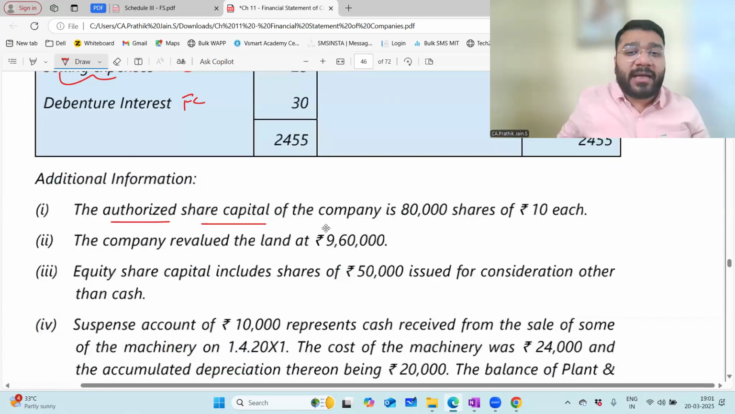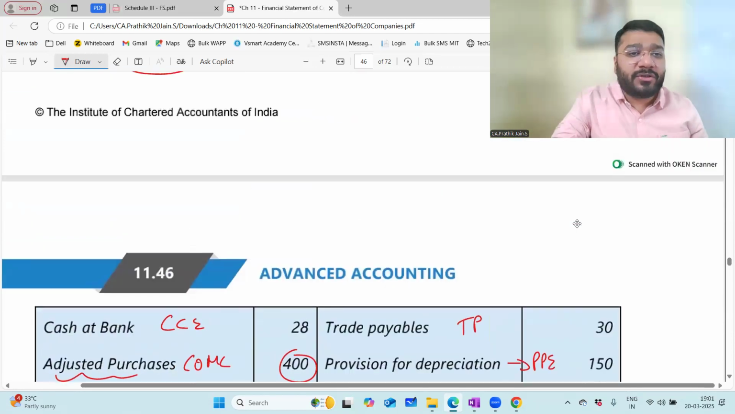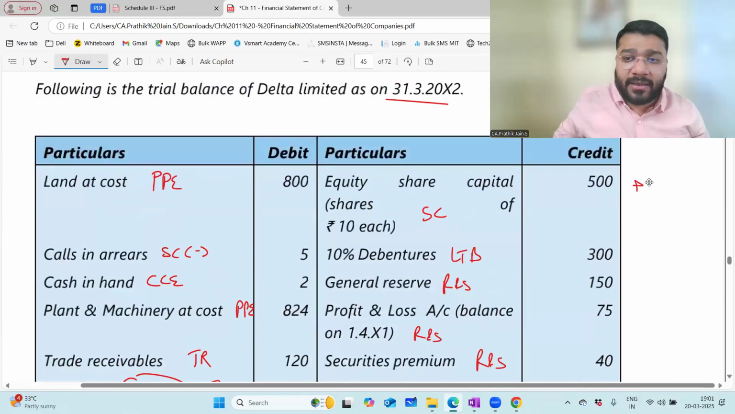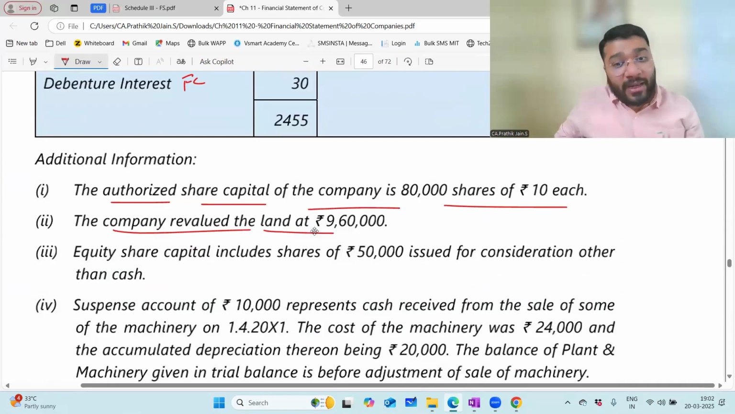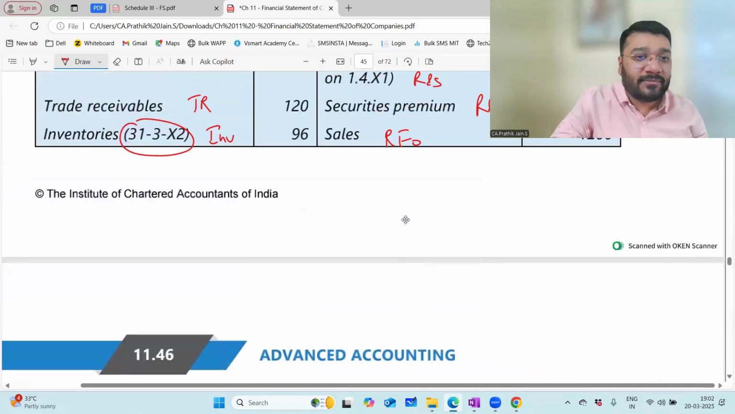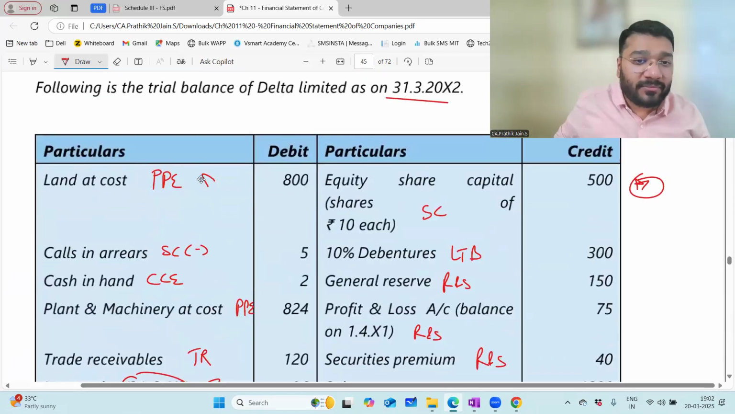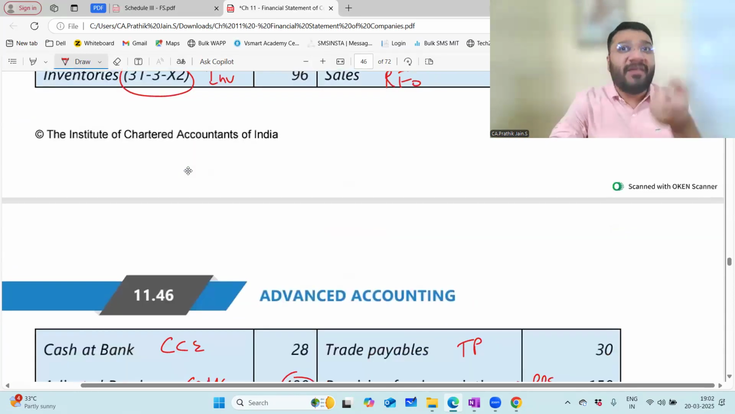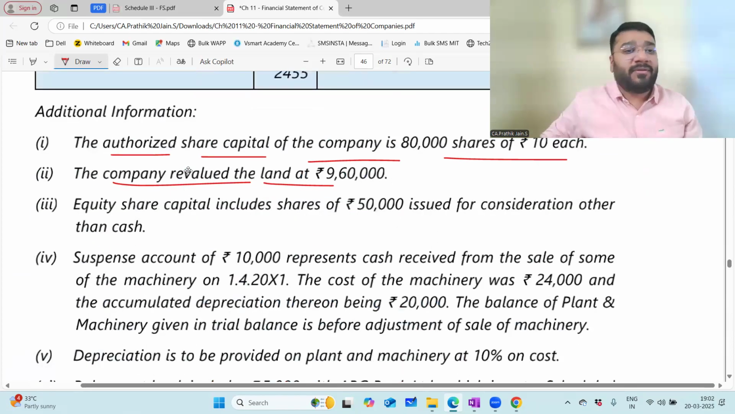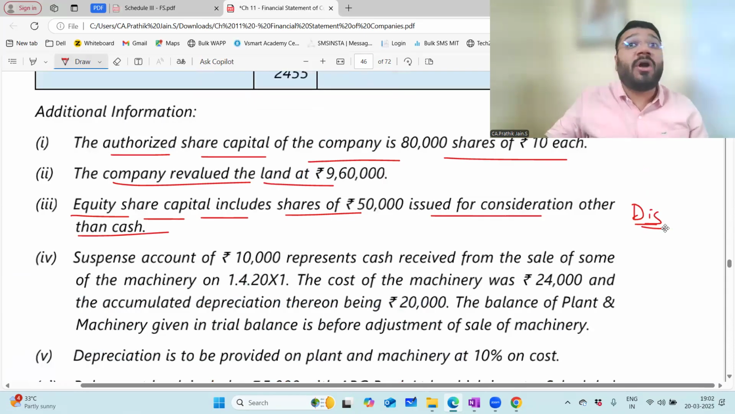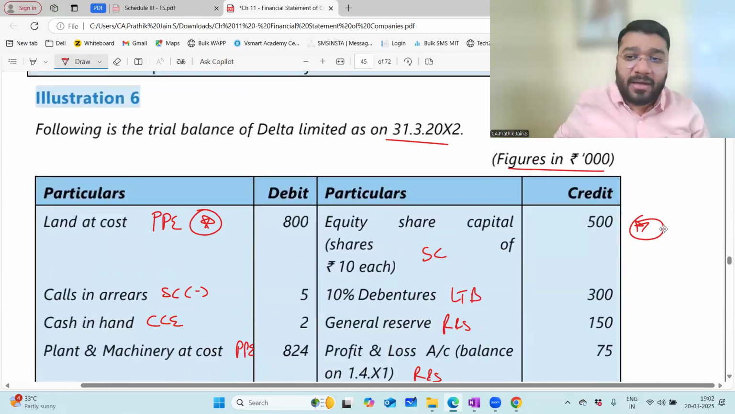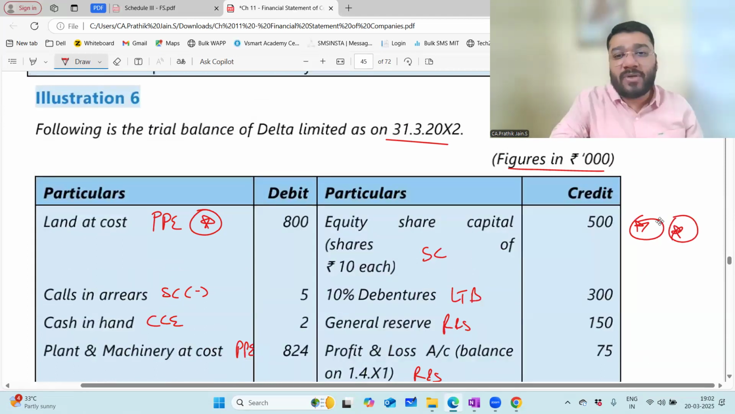The authorized share capital of the company is 80,000 shares of 10 each. So for disclosure, I'm putting a star mark here. The company revalued land here also. Same question. The interim dividend is not there. Instead of that, call scenario they have given. Equity share capital includes 50,000 shares issued for consideration other than cash. Disclosure, non-cash considerations. One more star mark besides equity share capital.